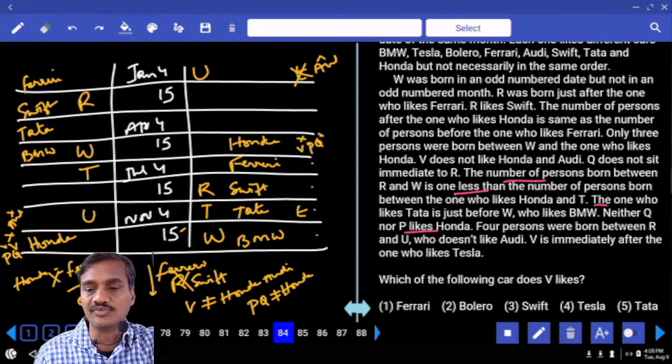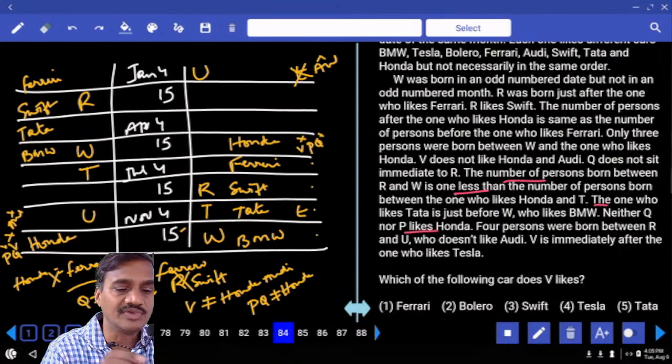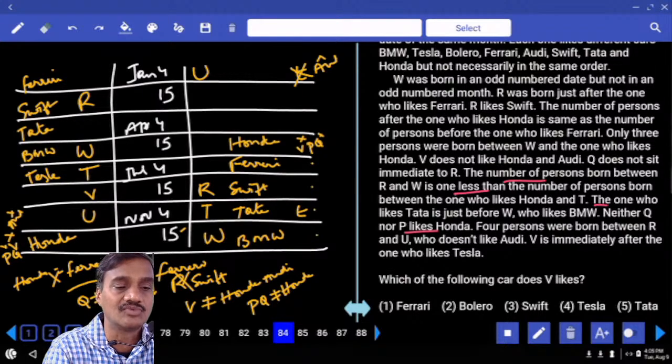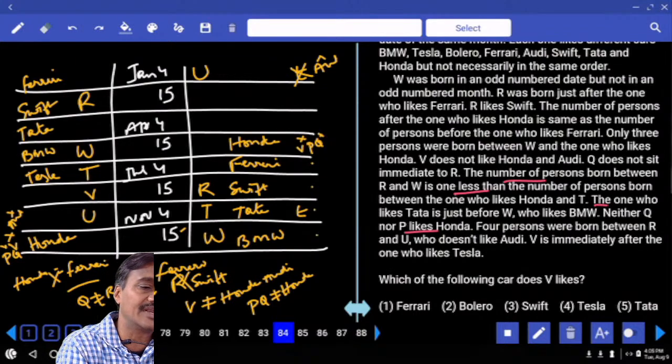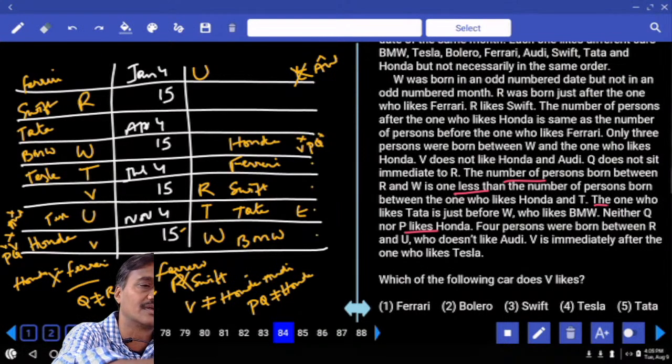And next one: V is immediately after the one who likes Tesla. Then what is the possibility we have? Hence where should this Tesla be? V is immediately after the one who likes Tesla. Hence if T likes Tesla, V must be here. Or if V likes Tesla, then V will be here. And V does not like Honda. As V does not like Honda, we cannot have Tesla and V at this place.